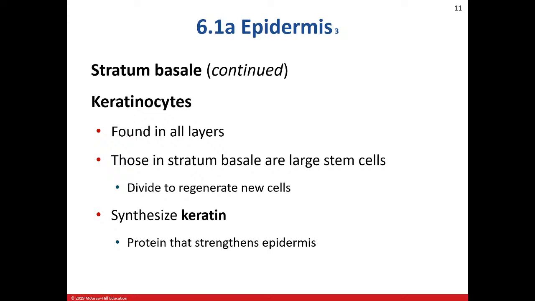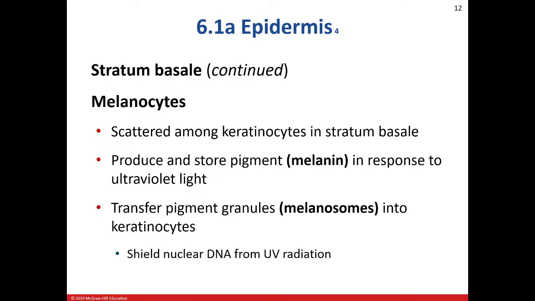All right, keratinocytes. These will be found in all the layers of the skin, and these are the cells containing or producing keratin. All right. Melanocytes, we mentioned, produce the protein melanin. It's a pigment, and then they transfer those pigment granules to the cells around them. All right.